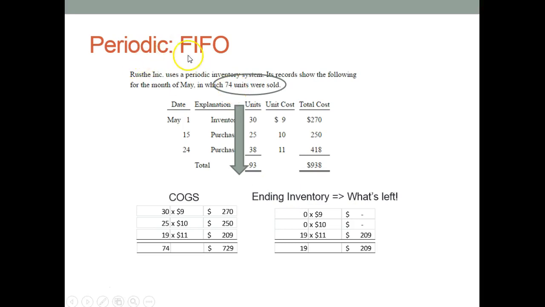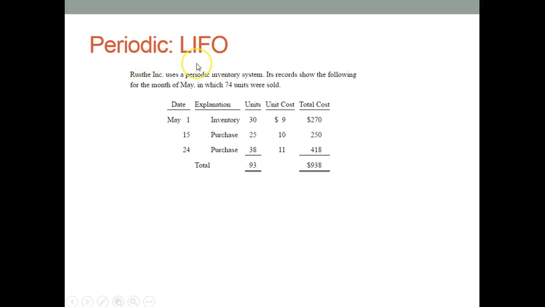All right, so let's move on to the next method, LIFO. Again, we're using periodic, and it's LIFO, and the same 74 units sold. Under the LIFO method, we assume that the last units in are the first units sold, or first out. Guess what? Our arrow is going to lift. So LIFO arrows lift. FIFO arrows fall.